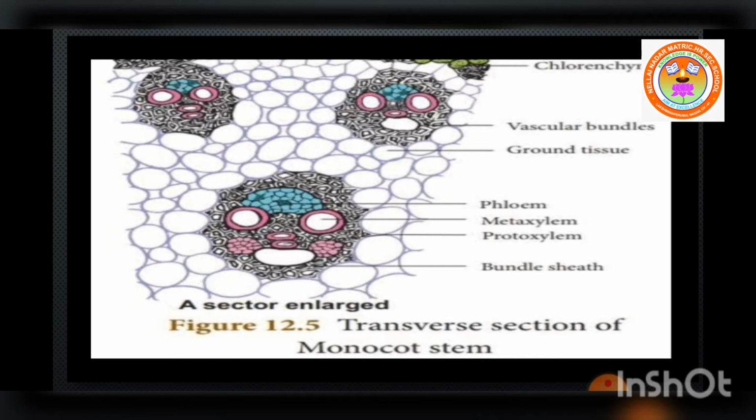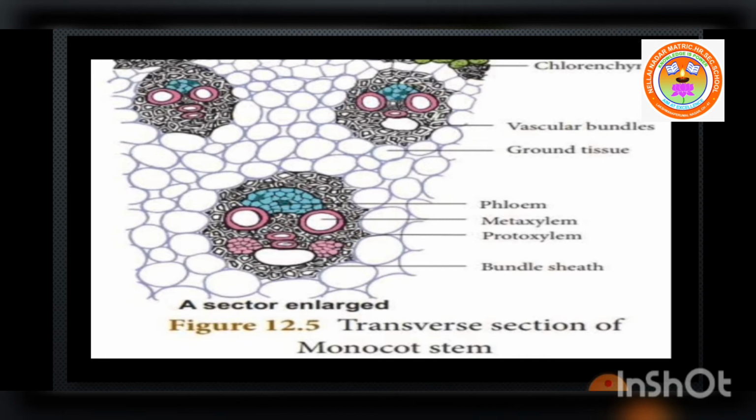In vascular bundles, we can see phloem and xylem. There is no cambium. So, phloem. The phloem in the monocot stem consists of sieve tubes and companion cells. Phloem parenchyma and phloem fibers are absent. It can be distinguished into an outer crushed protophloem and an inner metaphloem.